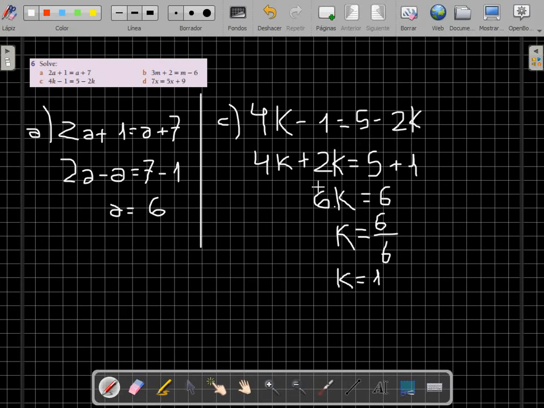The same here. Now we have 4k plus 2k. We can add that, and here we have 5 plus 1. We can add that. All right. So that's this exercise. You try to do exercise B and D. They're quite easy. I know you will do it just fine.